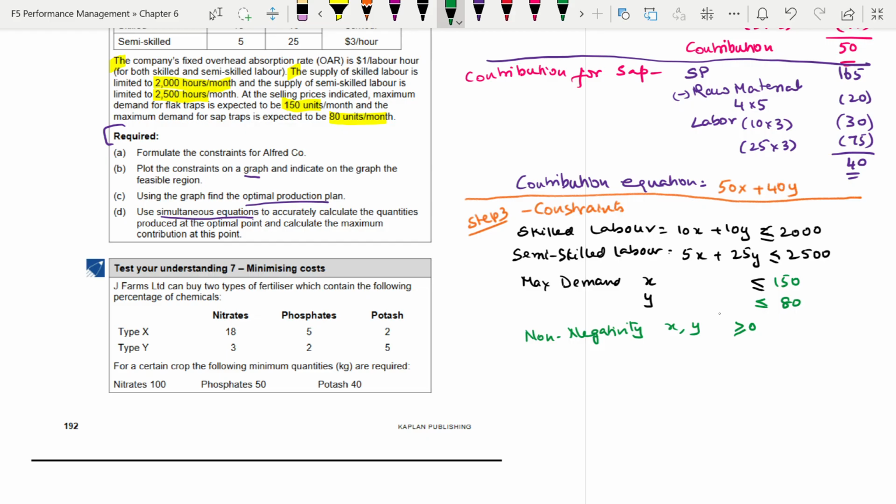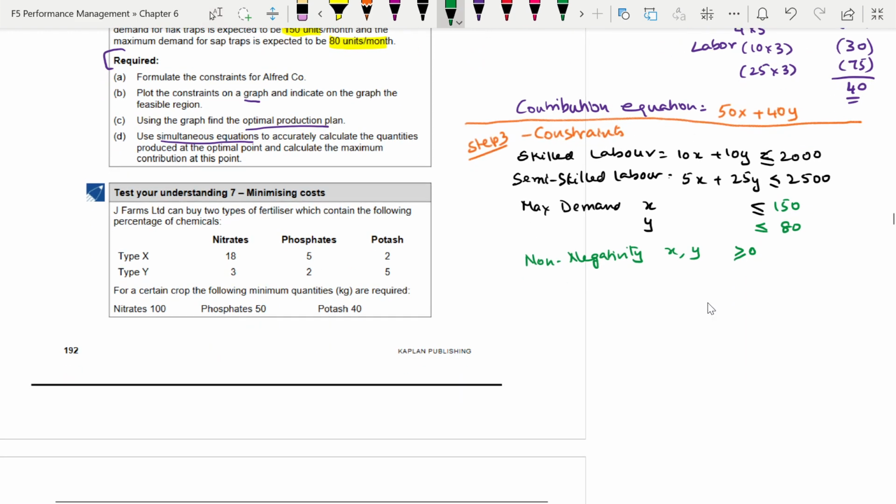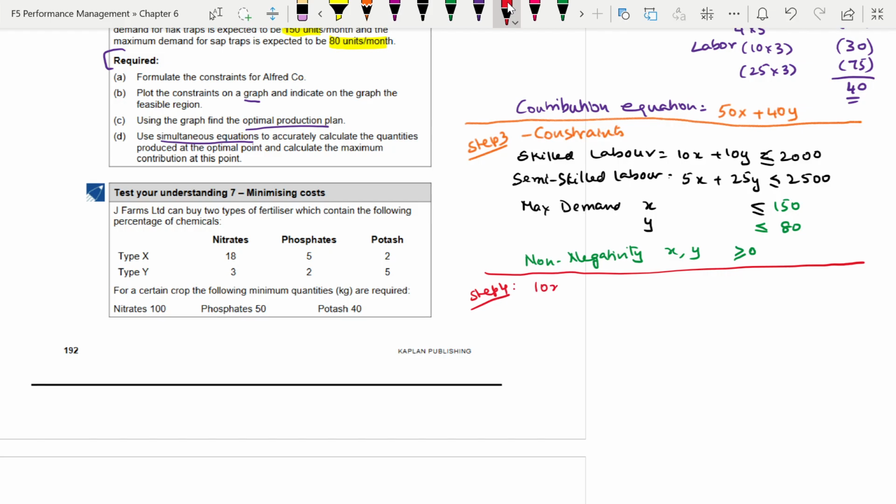Now, one by one. Yesterday we have done this. What we have to do is calculate the points. I'm doing a little bit first. Now what is it? 10x plus 10y equal to 2000.